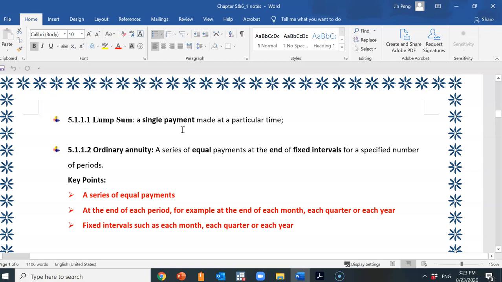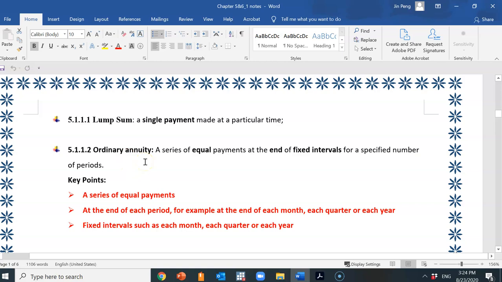For example, if you purchase a cup of coffee from Starbucks today and you paid, say, $5, that's going to be a lump sum. That's a one-time expense. Another example could be that if you receive, say, $100 from your parents today, that's going to be a one-time income for you, right? That's going to be a cash inflow for you. That can also be called a lump sum.